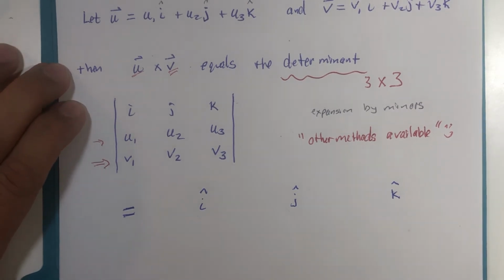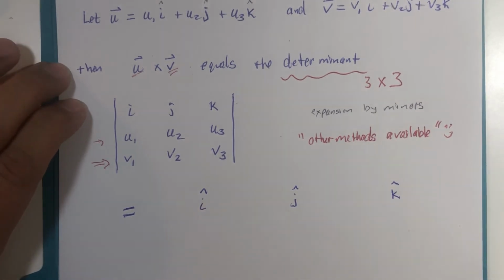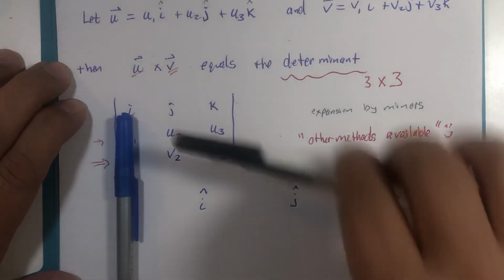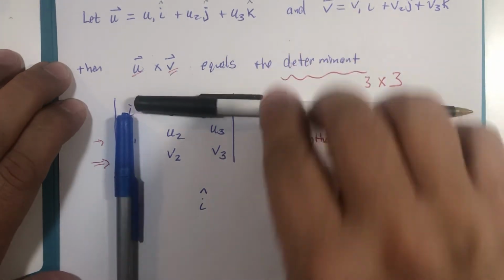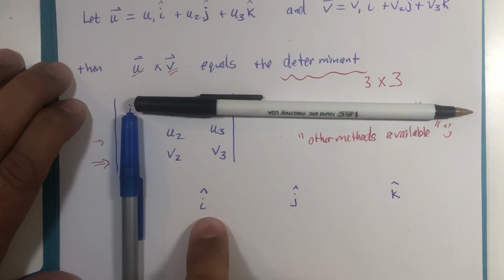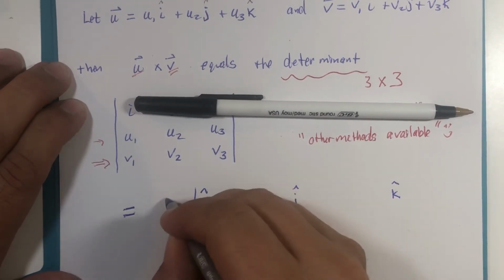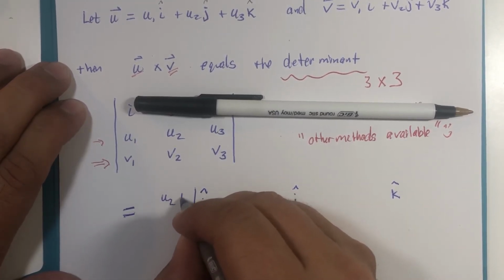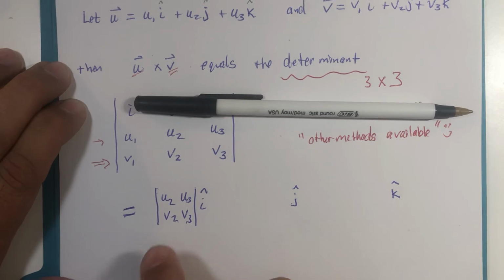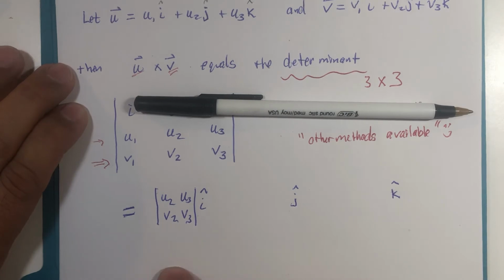And to find the minor that goes with the I, what you do is you cross out the column and the row that has the I in it. And that little 2 by 2 matrix is the matrix associated with the I. That little 2 by 2 matrix is the one associated with the I. And so U2, U3, V2, V3. We're going to calculate the tiny little 2 by 2 determinant of that. And I'm going to go ahead and write that.